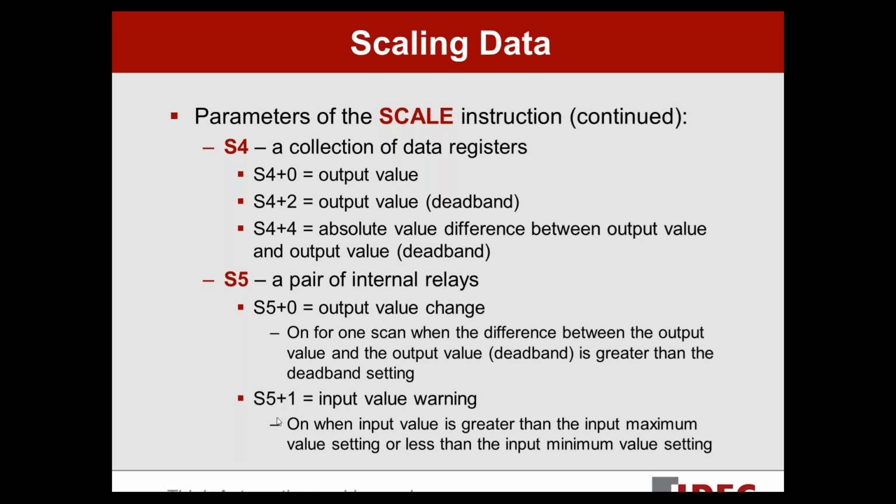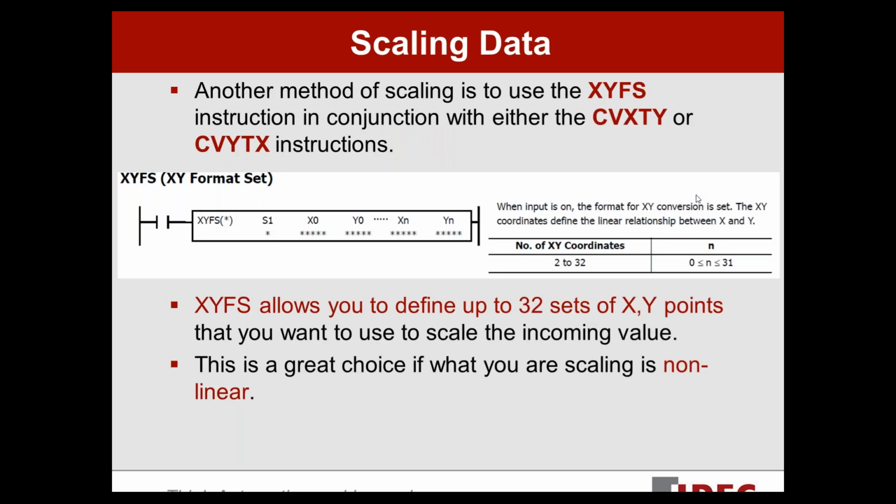All right, S5 plus 1, that bit is an input value warning. That will turn on whenever your input value to your scale instruction is either greater than the input maximum value that you've defined or less than the input minimum value setting that you've defined. Again, you get to specify an input maximum and minimum range. So if the input that's actually coming into the instruction is outside of that range that you specify, that's when this S5 plus 1 will turn on. Okay, that's the scale instruction. And again, we're going to do some examples of this.